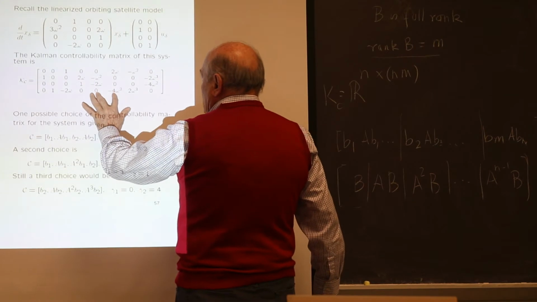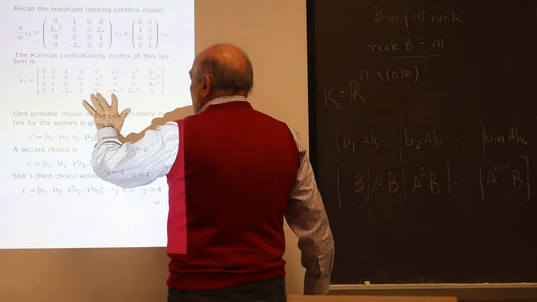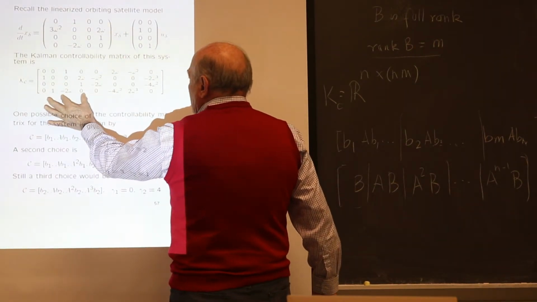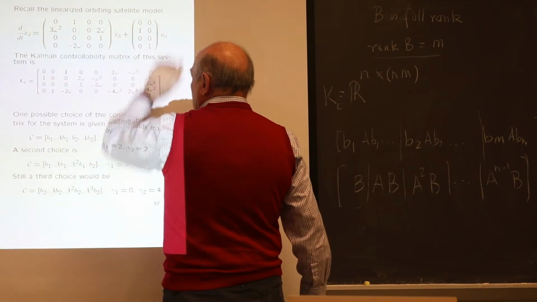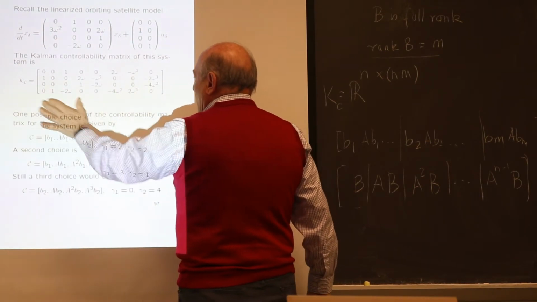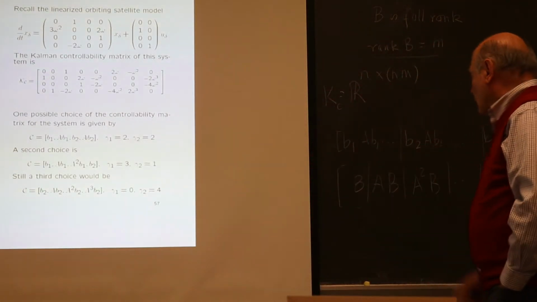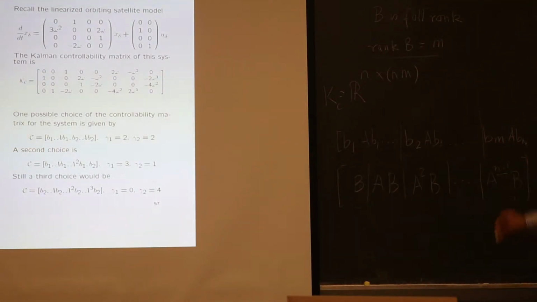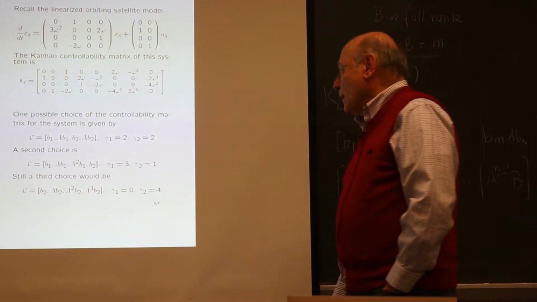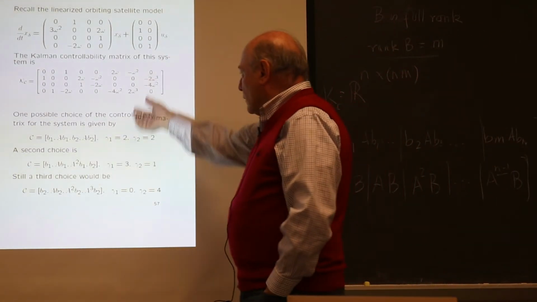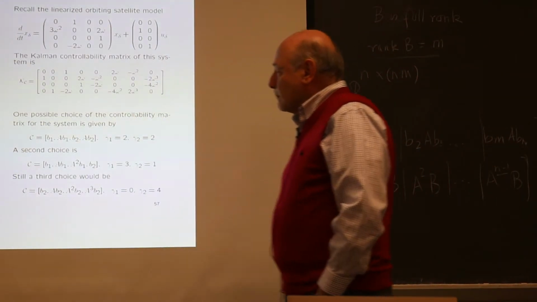The next two represent the product of A times the previous one, that's A squared times B, and so on, all the way up to A cubed times B. The system being fourth order, we have to reach the power A cubed, the power 3 of A multiplied by B. So A cubed B would be the last set of two columns in this matrix.